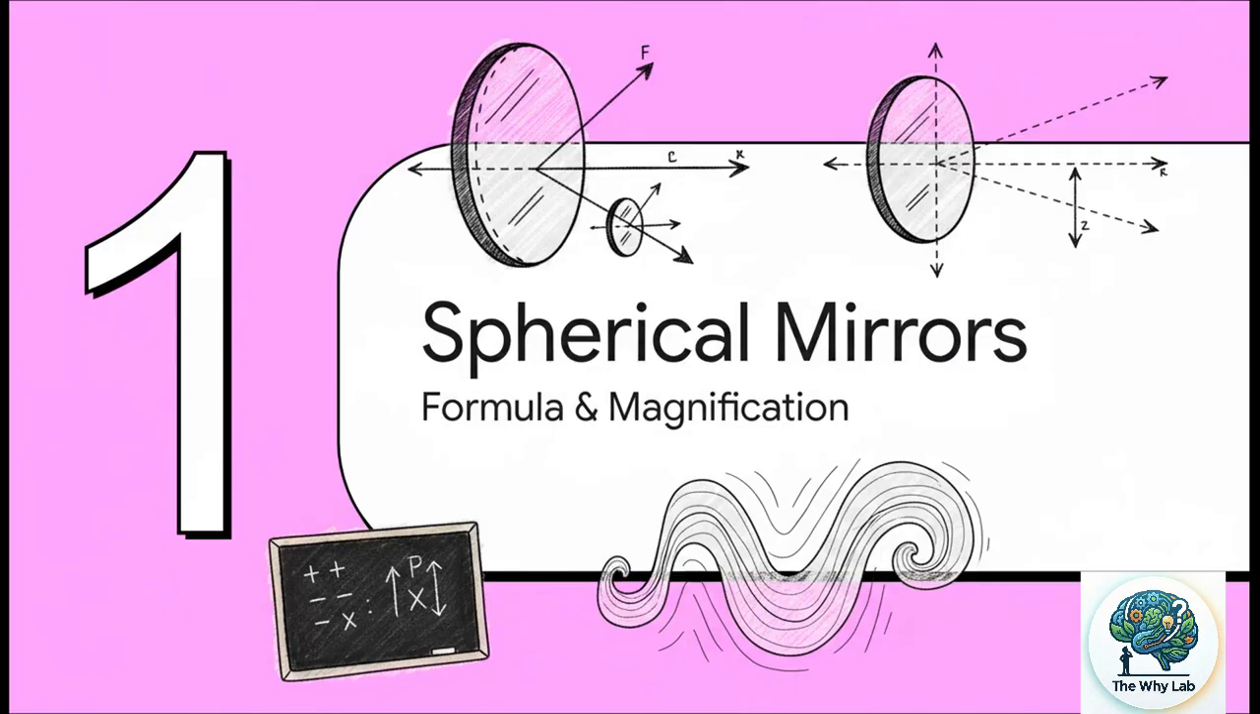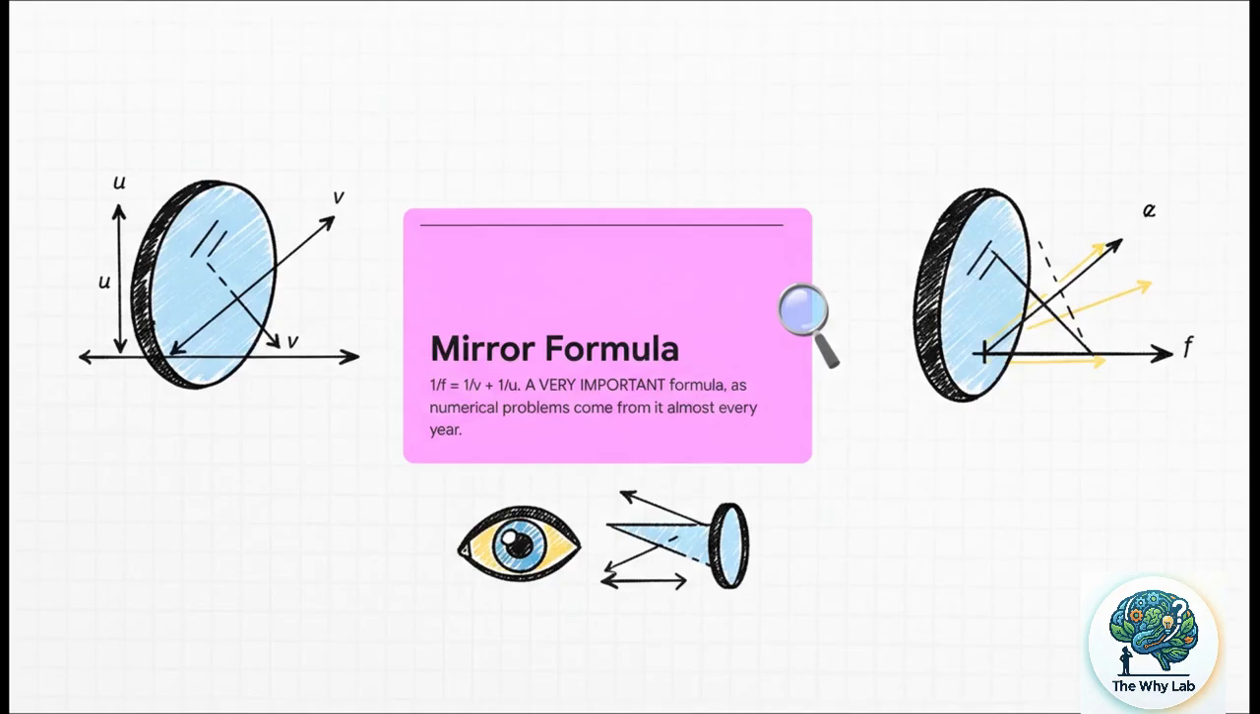Okay, let's kick things off with our first challenge, spherical mirrors. This topic is a guaranteed show up on your board exams, so let's make sure we've got the basics down cold by walking through a full example together. And here it is, the one and only mirror formula. You've probably seen it a million times. Just a quick refresh. F is your focal length, V is the image distance, and U is the object distance.